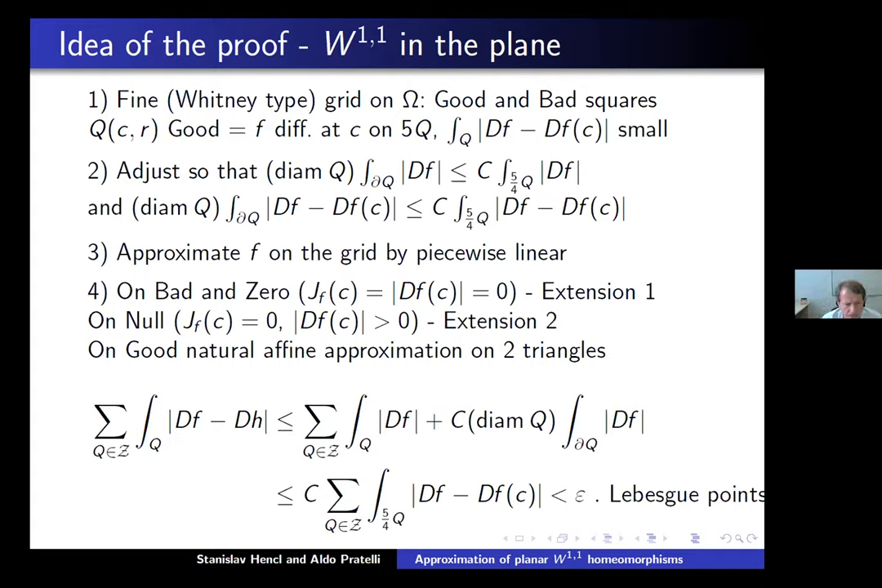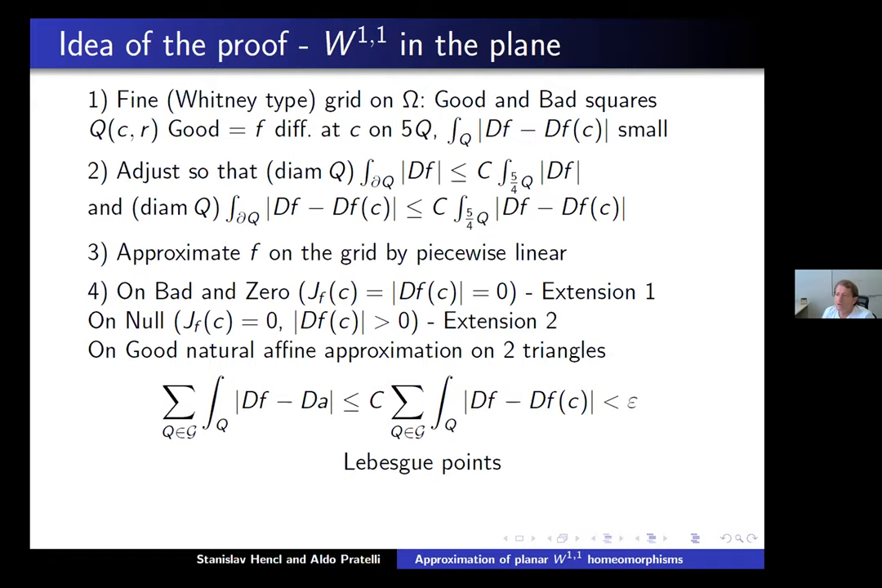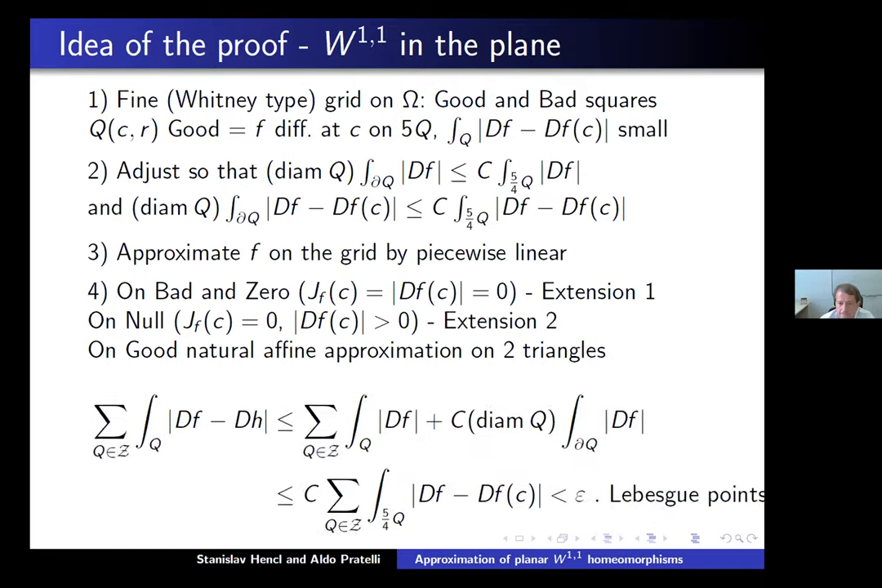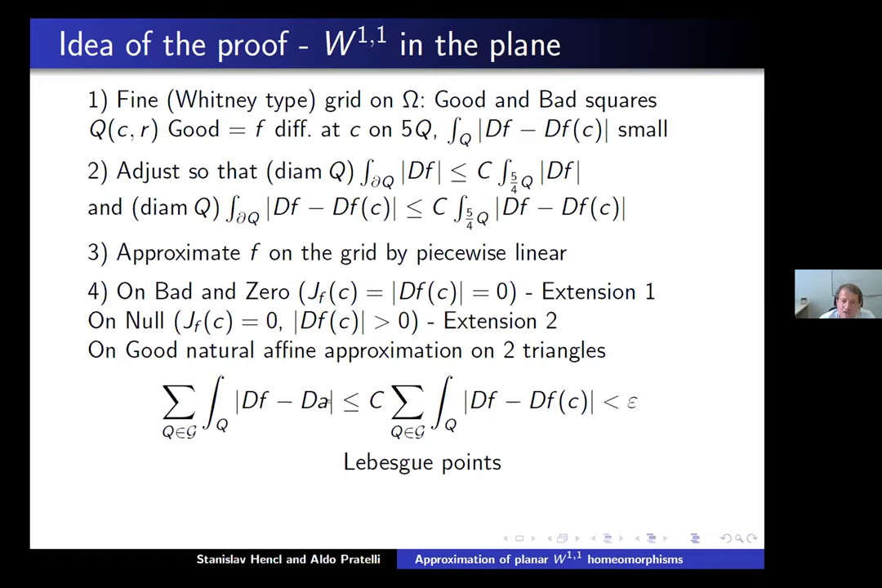So if I go to the next case, which is a good square, I have the function and I have the piecewise linear approximation. Let me go a few slides back. So this is a good case. A is this piecewise linear thing on the squares. And it's not difficult to see that the piecewise linear thing on the good square is really close to the original mapping. Using the fact that the derivative of the piecewise linear thing on the good squares is really close to the derivative at the center, you obtain some inequality of this side, and using the fact that you are at the Lebesgue point, you can finish sort of easily.